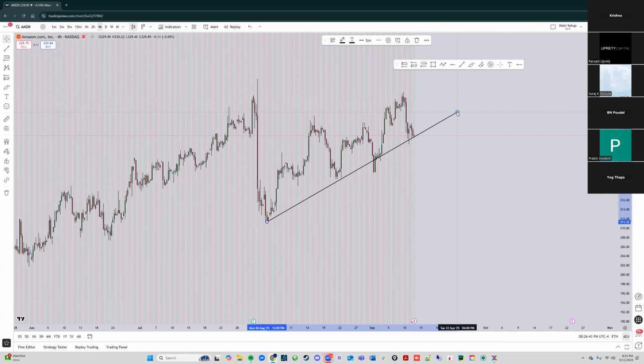Prasant, I have one question. It doesn't matter if it only touches the wick. It does not matter. Thank you. But it needs to touch multiple times.